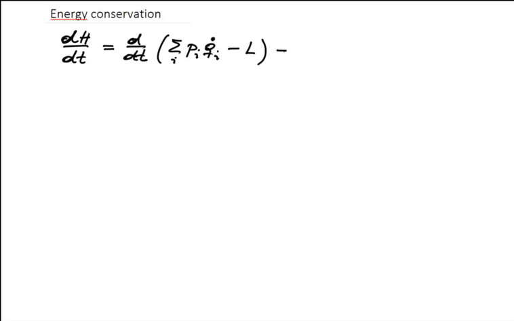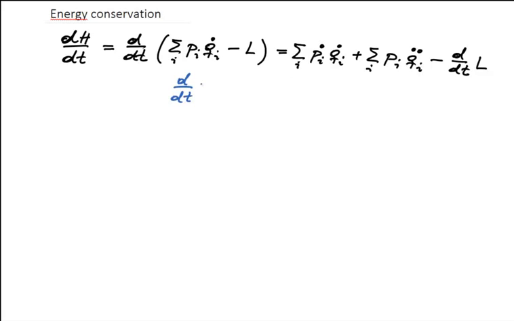Then, using the product rule, we find 3 contributions to the total time derivative of the Hamilton function. It's the sum over i of p_i dot q_i dot, the sum over i of p_i q_i double dot, and then we have minus the total time derivative of the Lagrange function. Let's have a closer look at the last of these 3 terms, the total time derivative of the Lagrange function.